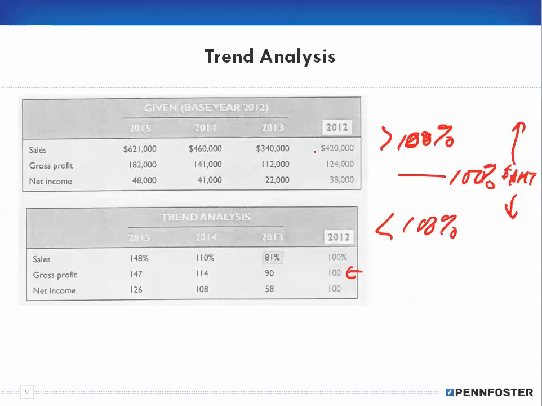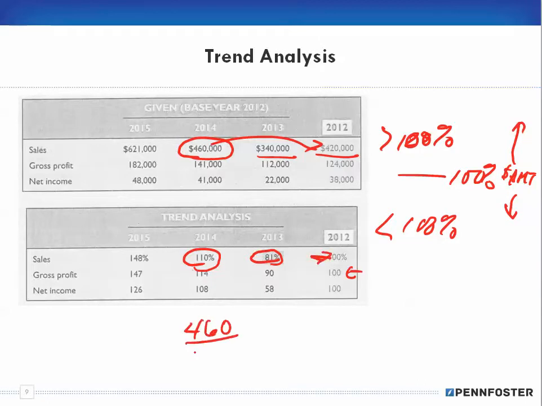So when I'm looking at this, if I have 420,000 and 340 is less, that's why my percentage has to be less than 100%. But when we look at 2014, where it's 460,000, that amount's greater than 420, so my percentage has to be greater than 100%, because remember, that's our base. If I take 460,000 and divide it by 420,000, I end up with 110%. And that's what we put on the analysis.